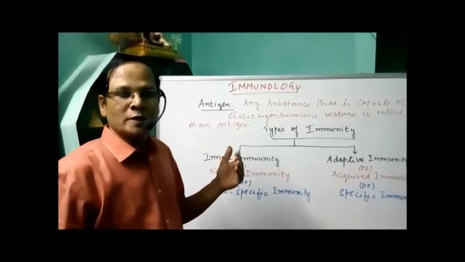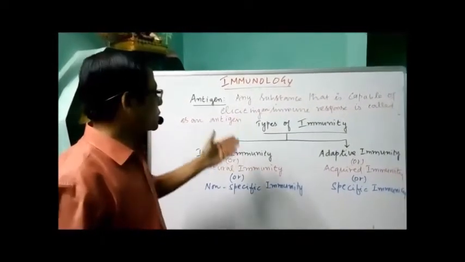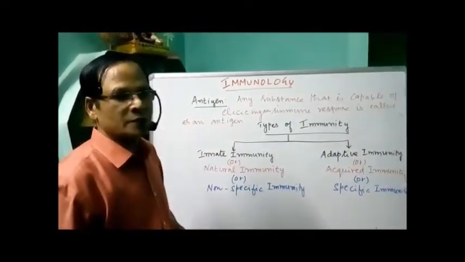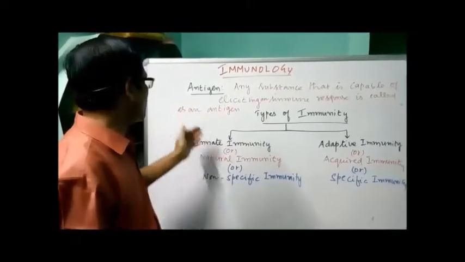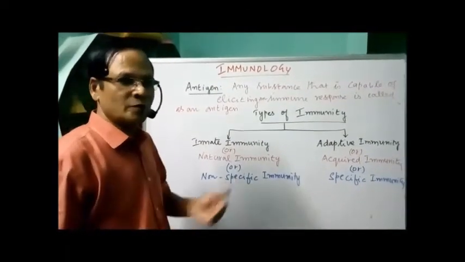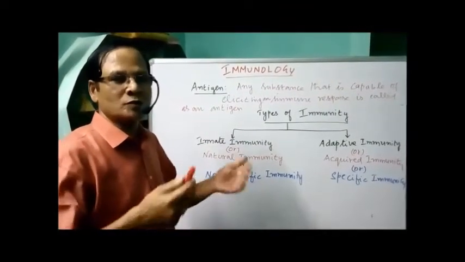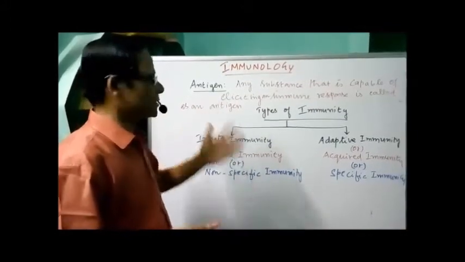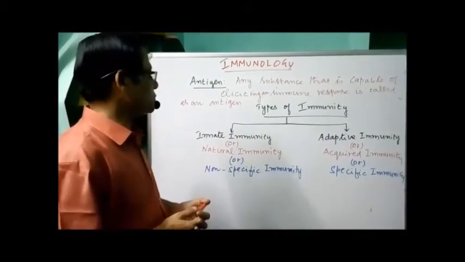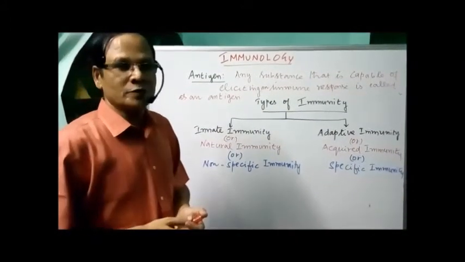So I mentioned the definition of antigen. Now I'm writing on the board. Any substance that is capable of eliciting an immune response is called an antigen. I mentioned already the different types of macromolecules, the microorganisms, the toxic products, all are capable of acting as an antigen. Now let's pass on to the types of immunity.